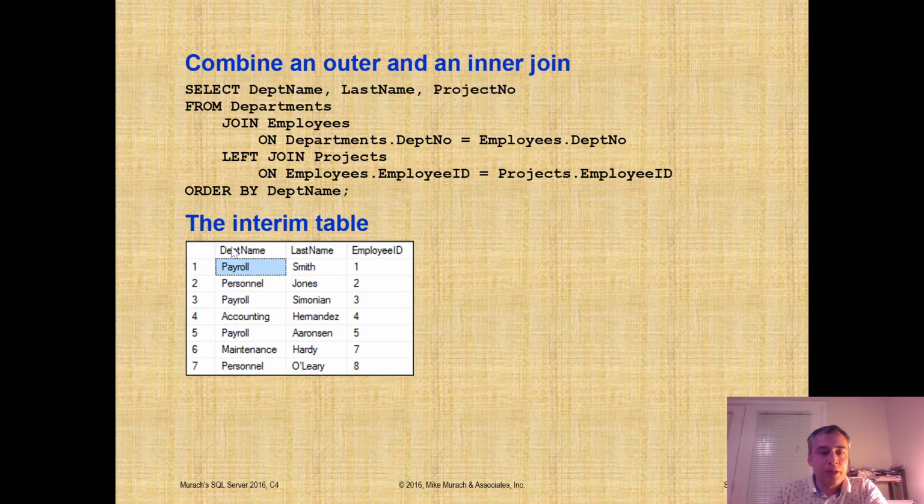This is an interim table. Let's think a little bit deeper through it. Interim table after the first join. This is an inner join, so no nulls were created. A last name and employee ID.